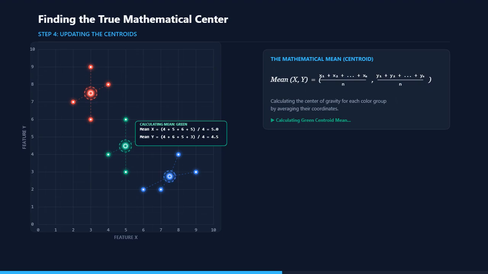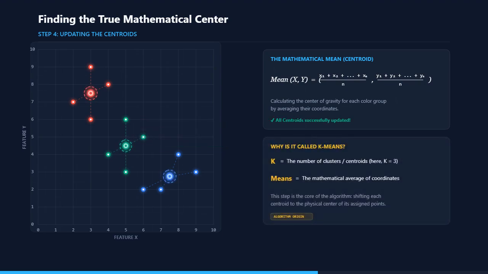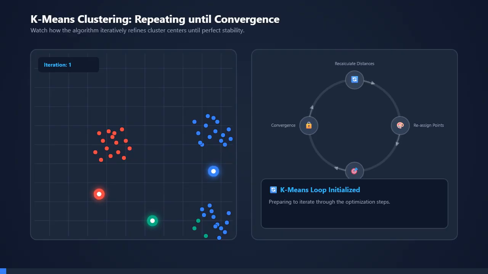The blue centroid does the same thing, sliding over to the exact center of all the blue points. The green centroid moves to the center of the green points. This is why the algorithm is called k-means. K is the number of centroids and means refers to this exact step, moving the centroids to the mathematical mean of their clusters. But wait.